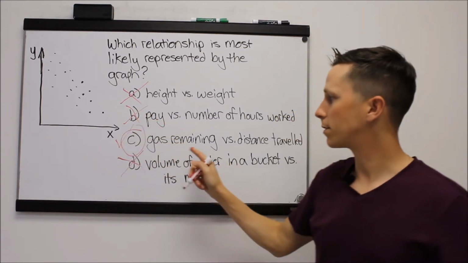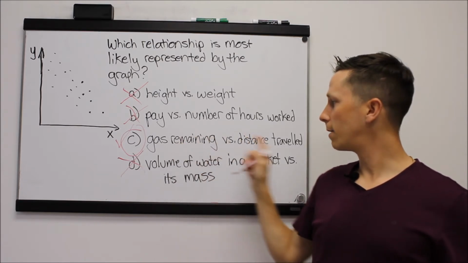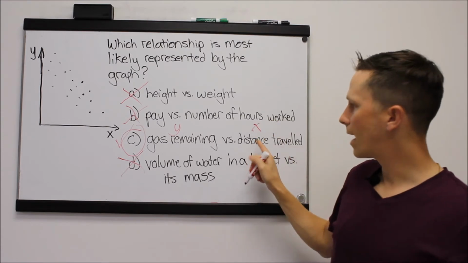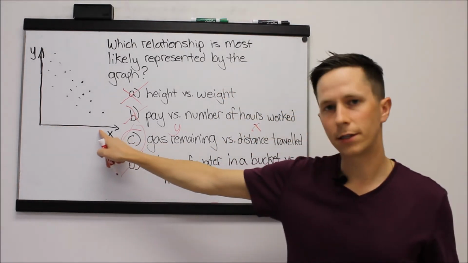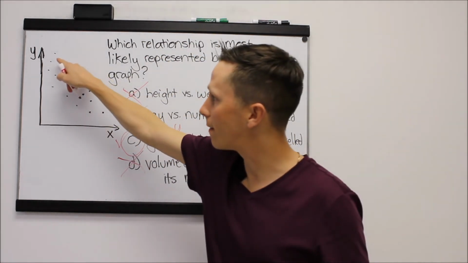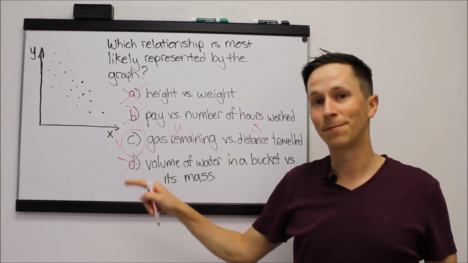C is going to be our answer, and I'll say that one more time. Gas remaining versus distance traveled, that means this would be our Y and this would be our X. As distance traveled increases, as you travel more, the gas remaining in your tank decreases, and that's why we see this decrease in slope.